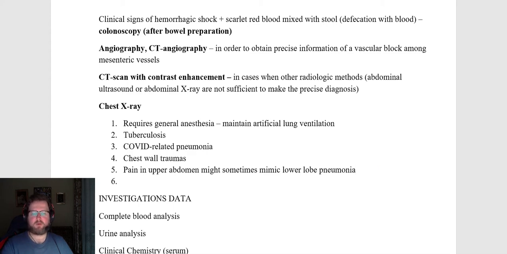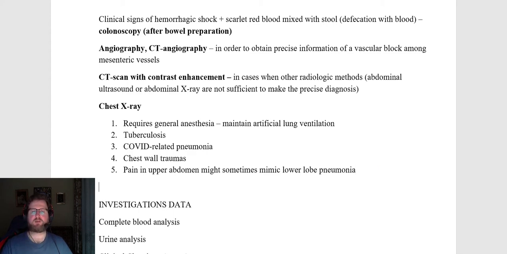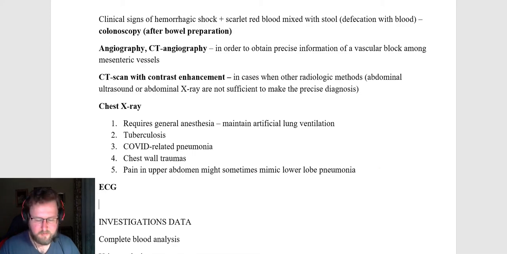Another investigation which also has to be performed on every patient who is about to undergo surgery under general anesthesia is electrocardiography. Why ECG? Well, similar to chest X-ray, reason number one, the patient will undergo general anesthesia.